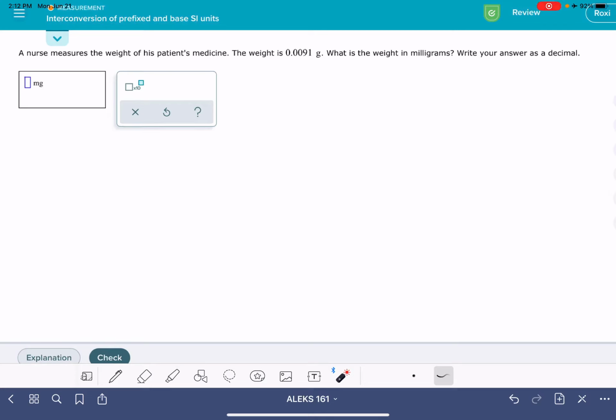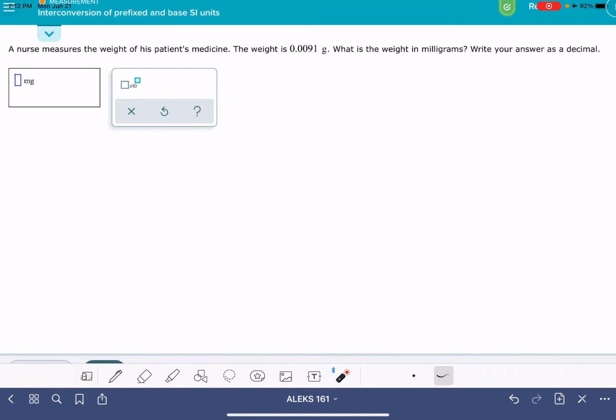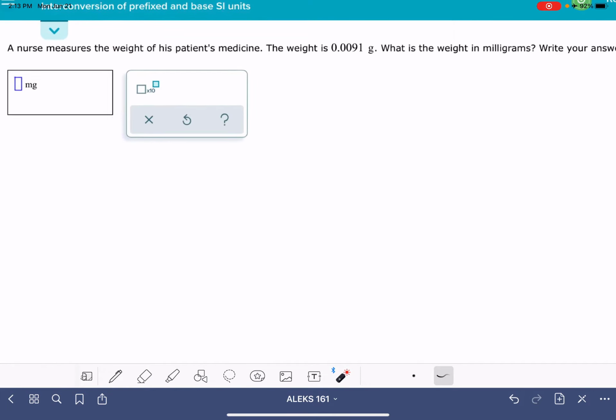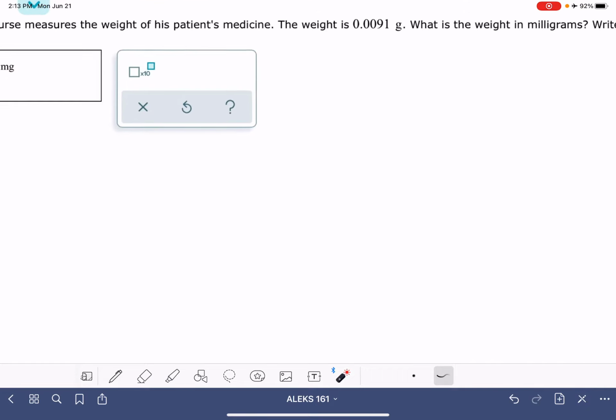In this video, I'll show you how to solve the ALEKS problem called Interconversion of Prefixed and Base SI Units. In this problem, you're going to be given a number. The number I have here is 0.0091 grams, and you're being asked to express that same number in a different unit. In this problem, I'm being asked to express it in units of milligrams.